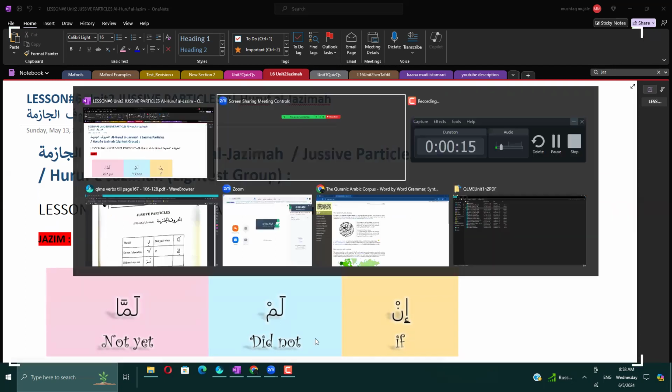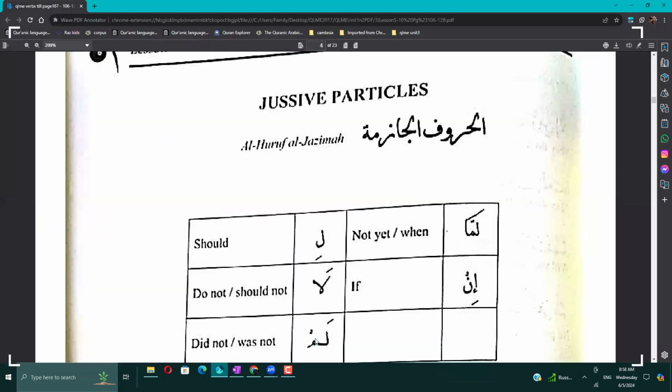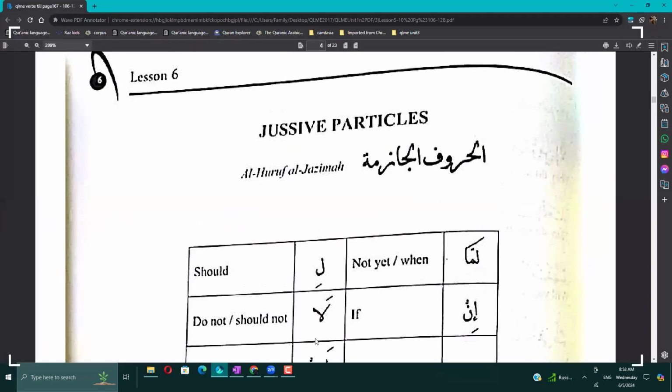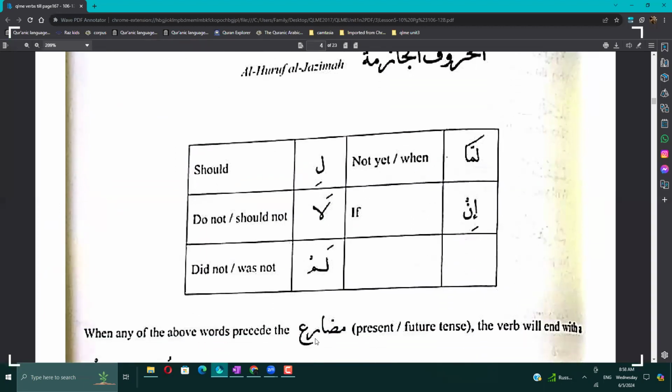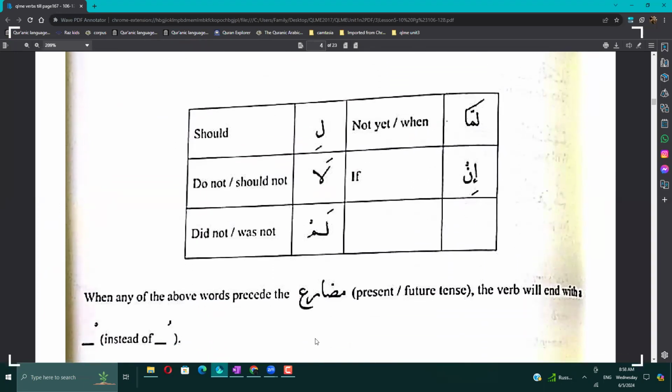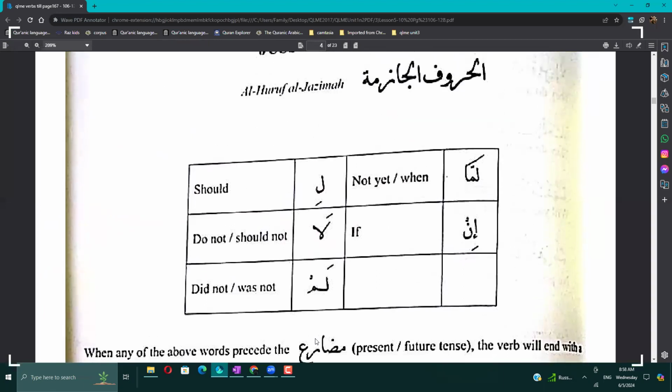We are going to start lesson 6 from Unit 2, that is Jussive particles, Al-Huruf Al-Jazimah. And the Huruf Al-Jazimah are the particles that make the Mudare Majzoom. In the sense, if the normal form is yaf'alu or yansuru or yadribu, or yaf'alani, yaf'aluna, all those things, and the mudare is preceded with these particles, then these particles make the mudare majzoom, which gives sukun.